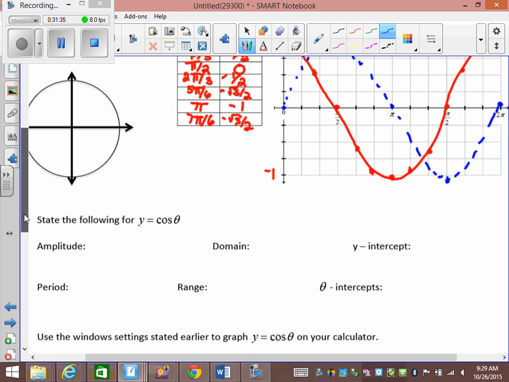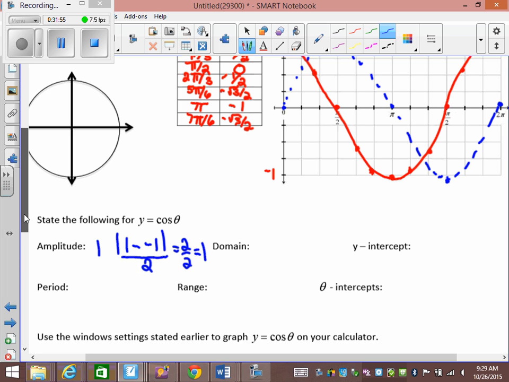So my amplitude is still what? 1. So from the median line up, and from the median line down, is still 1. It's still the absolute value of my max, which is 1, minus my min, divided by 2. So it's still 2 over 2, or 1.